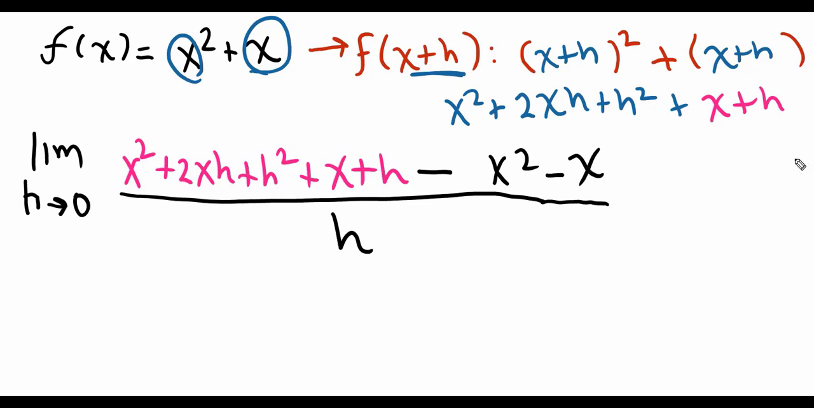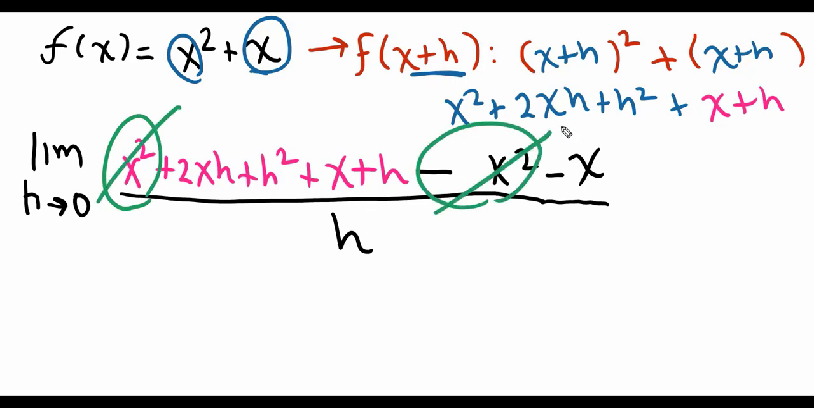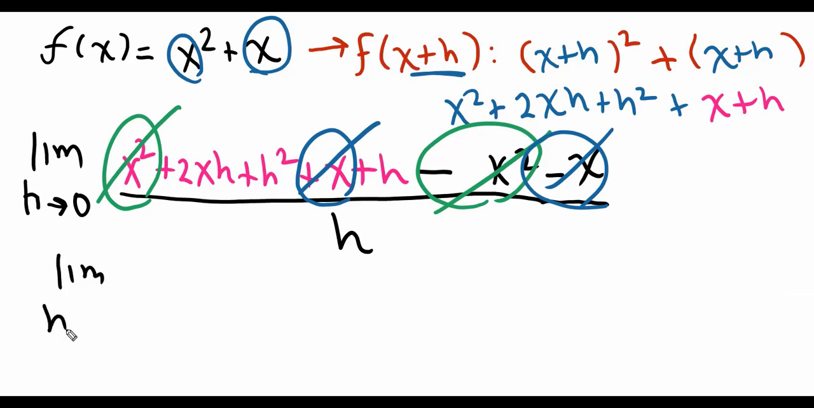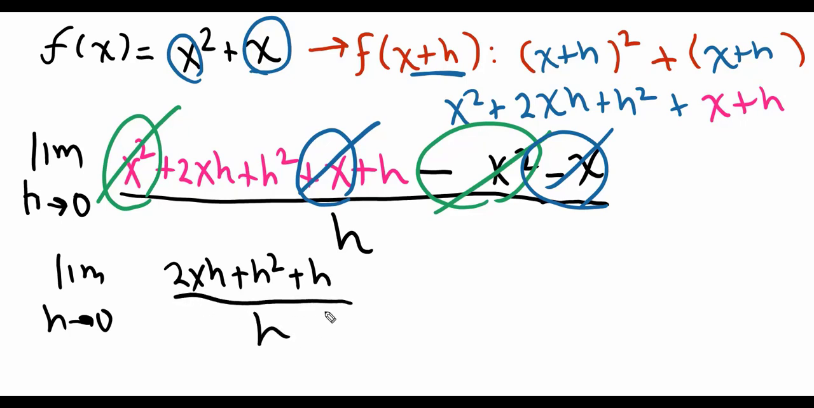At this point, some magical things happen. You have this x squared and this minus x squared. They cancel out. You have this positive x and this minus x. These cancel out. We are left with the limit as h approaches 0 of 2xh plus h squared plus h over h.